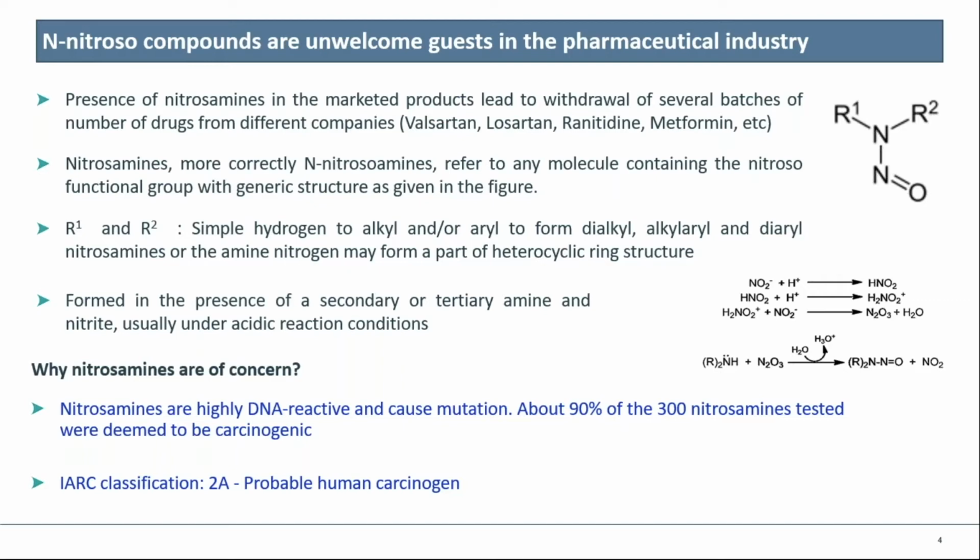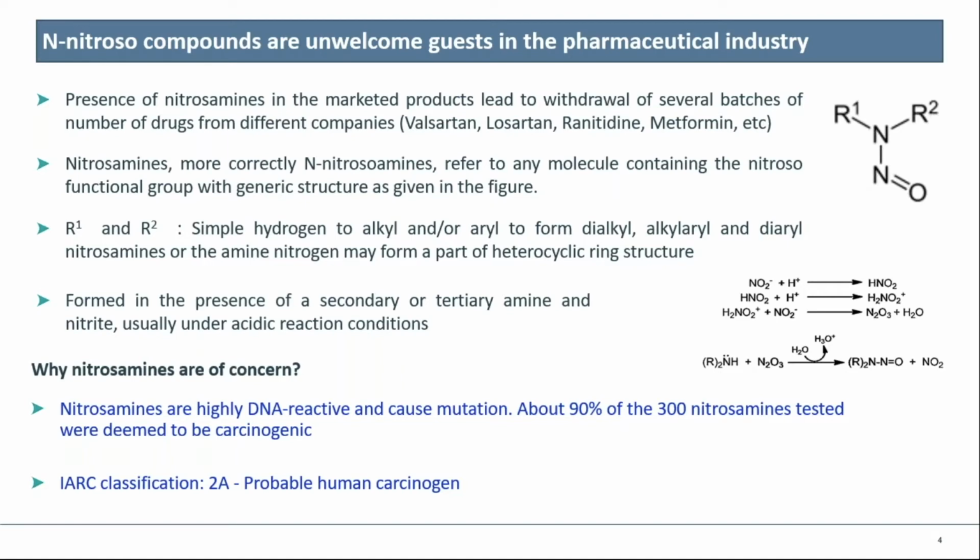And these nitrosamines are formed in the presence of secondary or tertiary amine and nitrate, especially under acidic pH conditions. Further investigations found that the nitrosamines in those drug products were formed or originated from reagents, catalysts, and solvents used in the manufacturing, under certain manufacturing conditions. Now the question is, why are we talking about nitrosamines? Why are they so concerning?